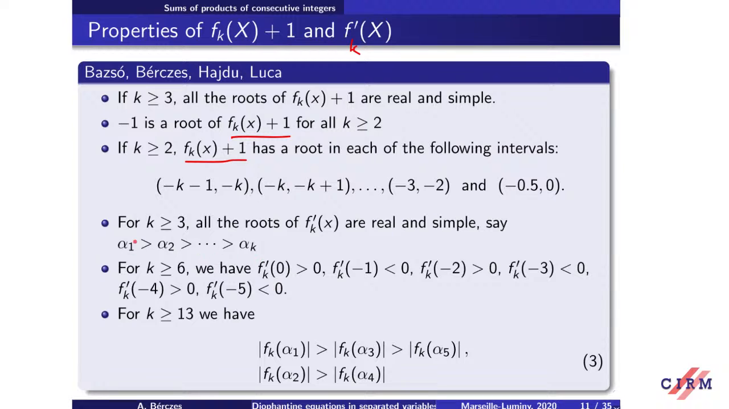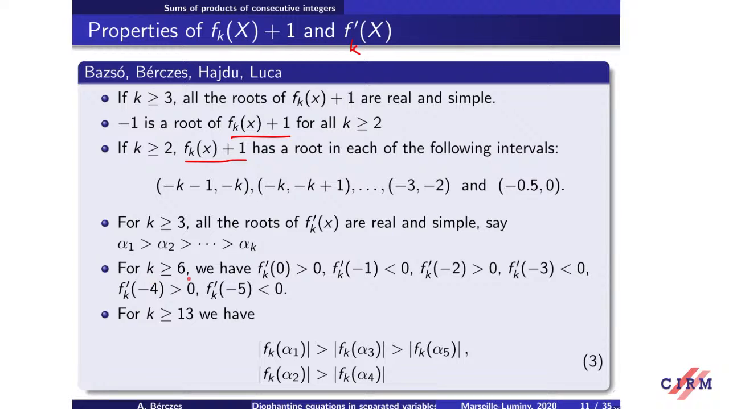So for k larger or equal to 3, if we consider the derivative of such a polynomial, then we can denote the roots by alpha 1, alpha 2, and so on. All these roots are real and simple, so it will have exactly k roots.